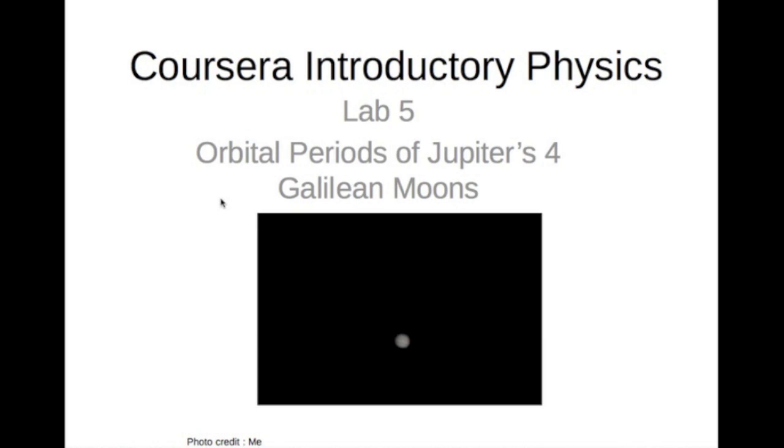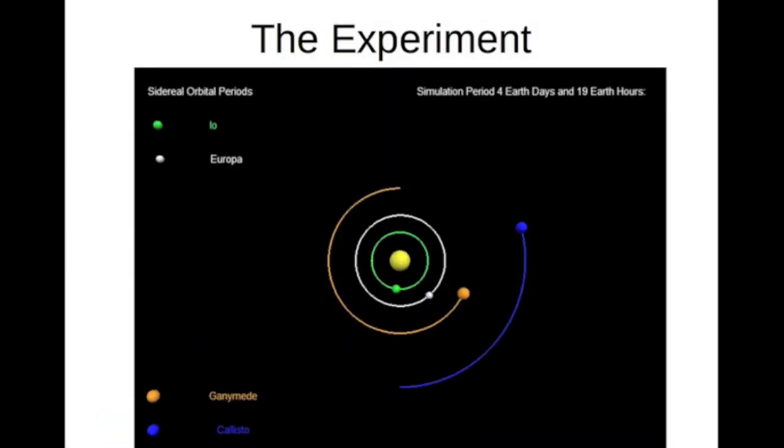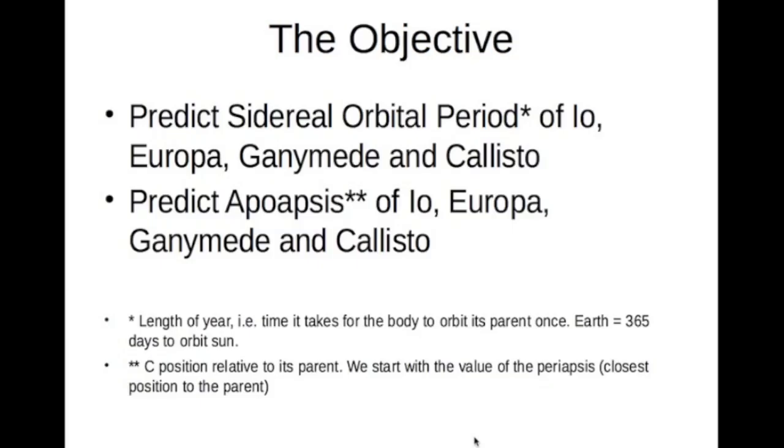Welcome to my fifth lab of Coursera Intro Physics. Today we'll be looking at the orbital period of Jupiter's 4 Galilean moons. Here's a lovely picture of Jupiter itself by Damien Peach. And the experiment itself is going to be looking at the orbit of Callisto in blue, Ganymede in orange, Europa in white, and Io in green, and the period it takes to orbit around Jupiter.